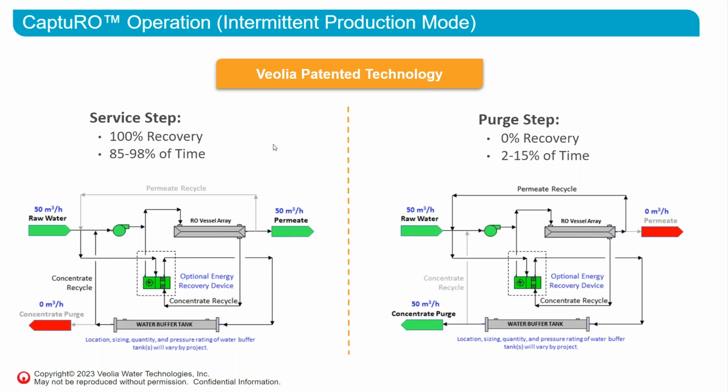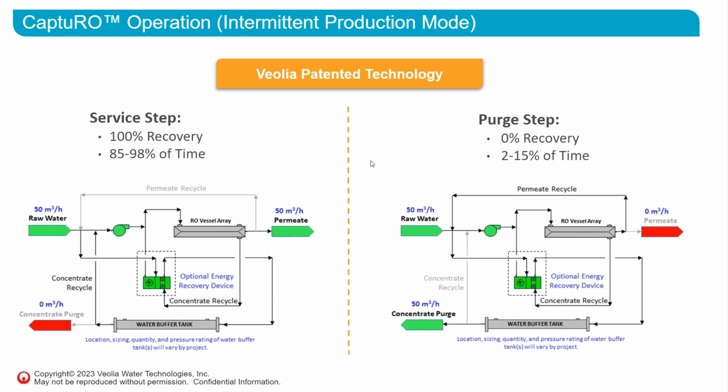Now, after we achieve the recovery target we're trying to get, it then automatically transitions to the purge step, which is shown on the right here, in which we operate at 0% recovery for 2 to 15% of the time. And during this step, all of the permeate is recycled and all of the concentrate is wasted, purged out of the system at a flow rate equal to the feed flow rate. And there's no external permeate during this step.